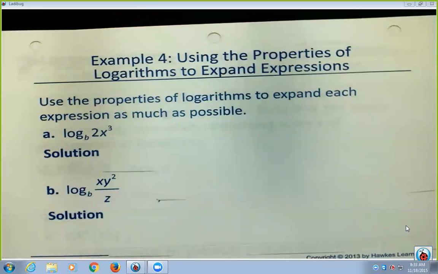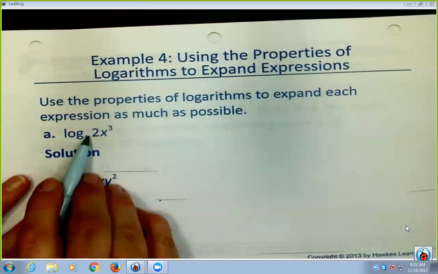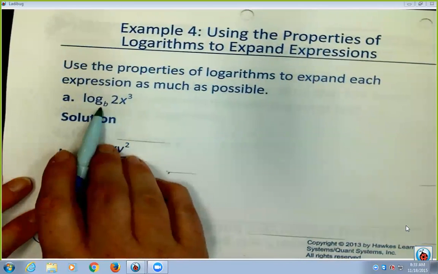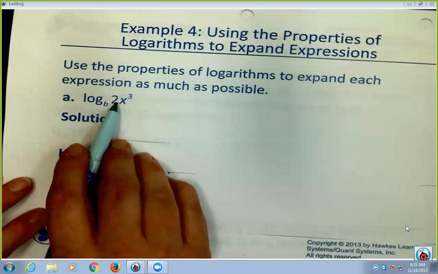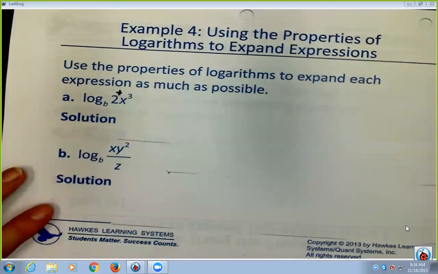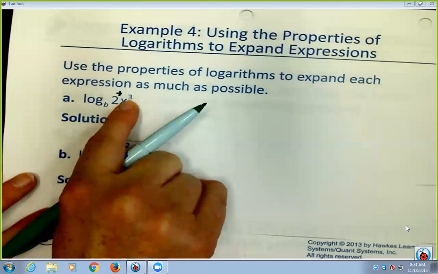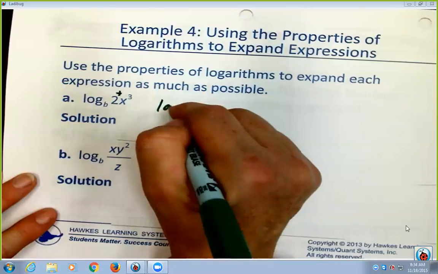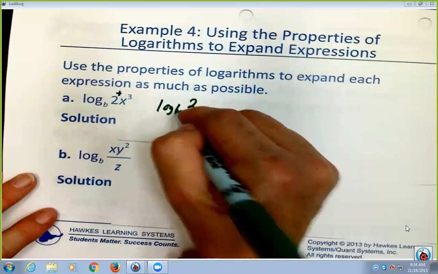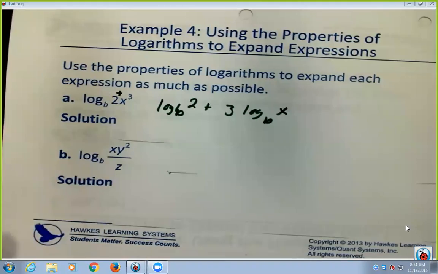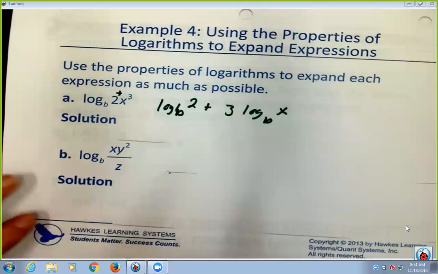So let's see if we can expand stuff out in here and see what we have. First go through and read it and figure out what it's asking you to do. I have b, which is my base, 2 times x to the 3rd. So really this means log base b of 2 plus log base b of x to the 3rd. And then the 3 on the x, because I use 2 of my rules, rule 1 and rule 3. In this one, I get log base b of 2 plus 3 log base b of x, because the 3 has to come out in front. What do you think?